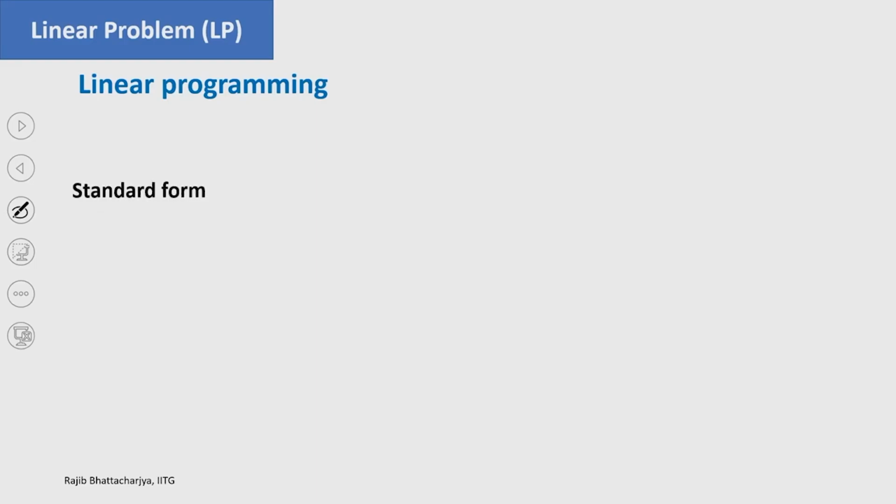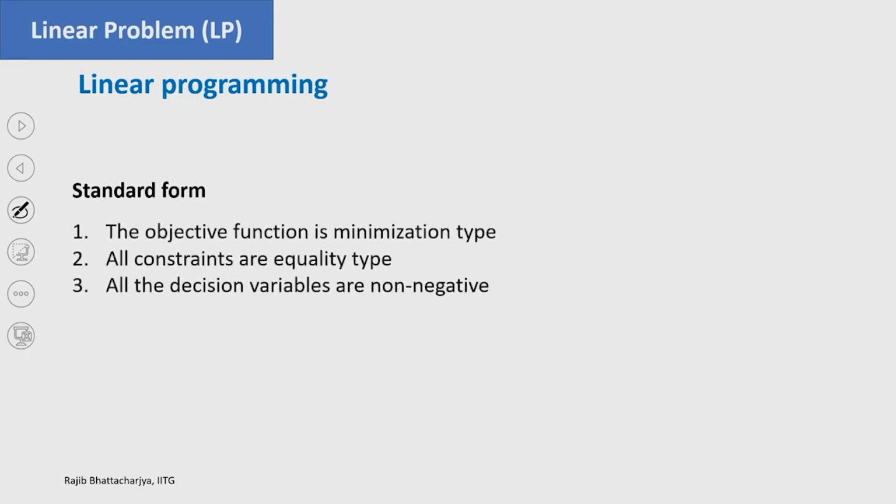Now, the standard format says that the objective function is a minimization type. All constraints should be of equality type. And all the decision variables are non-negative. So, these are the three conditions of a standard form. If your problem satisfies these three conditions, then I will say that the linear problem is in standard form.